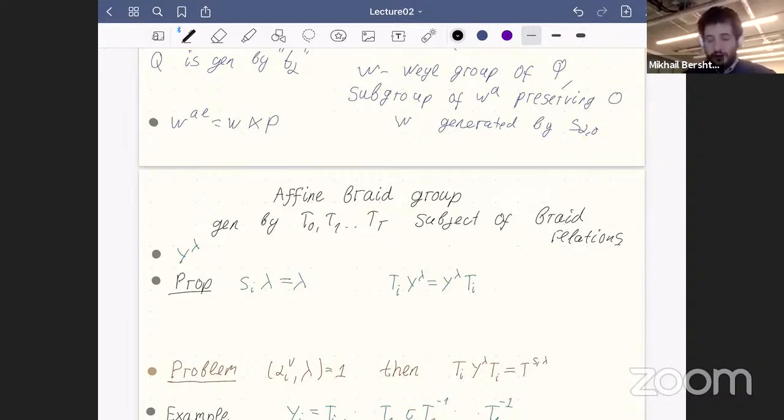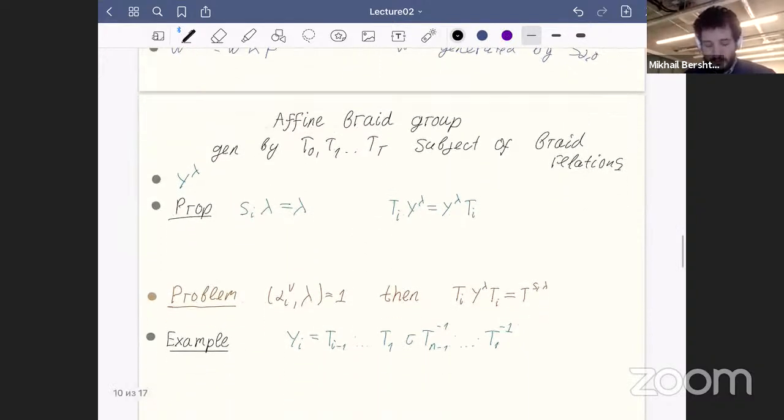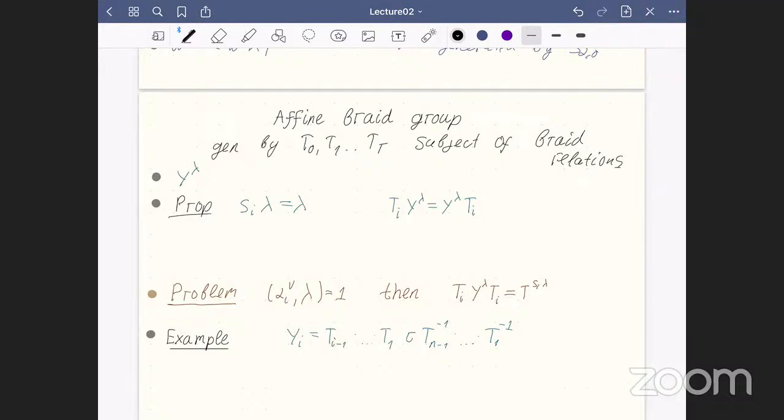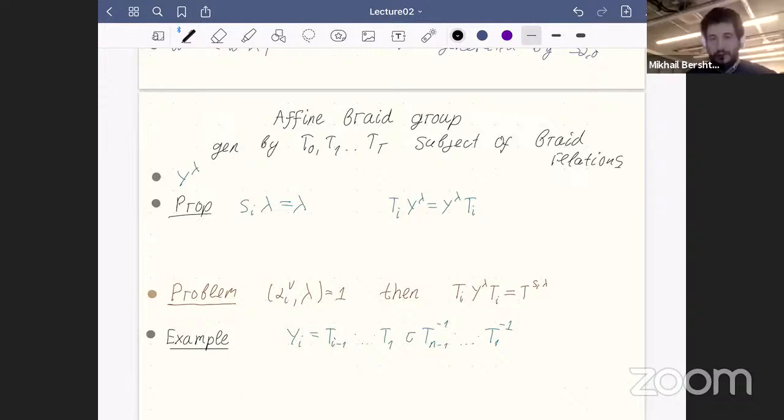Are there any questions about what I have said? What is y to the power of lambda? I will define it in the slides. This is the analog of the translation in the braid group.